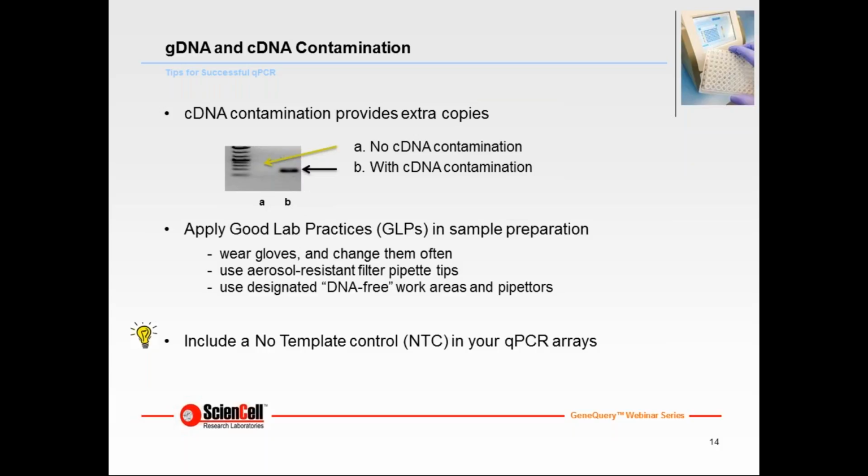Always wear new gloves and change them often. Set up a room or a bench designated as DNA-free to handle PCR reagents, and only use aerosol-resistant filter pipette tips. To monitor cDNA contamination in your qPCR array, include a no-template control (NTC), which contains a primer set that can amplify one housekeeping gene. When doing qPCR for the NTC, add all of the qPCR reagents except the template. A negative reading from this well indicates the array is free of cDNA contamination.